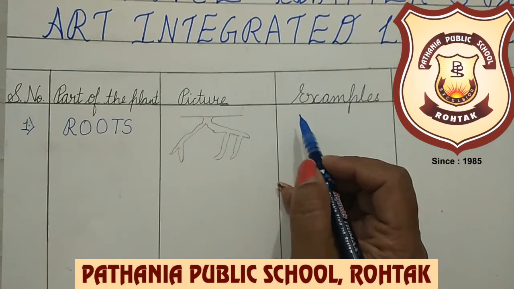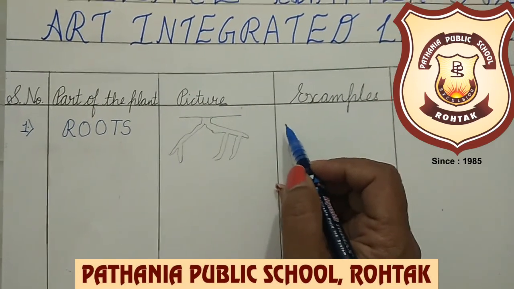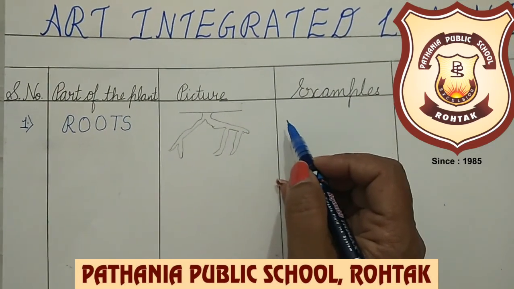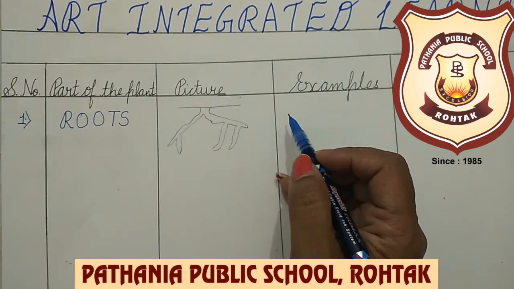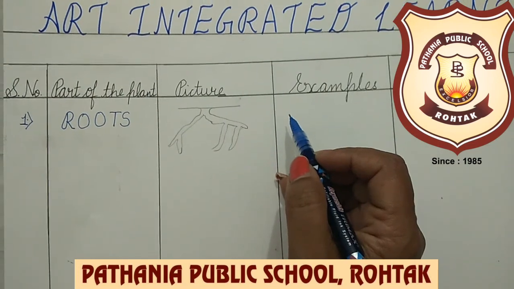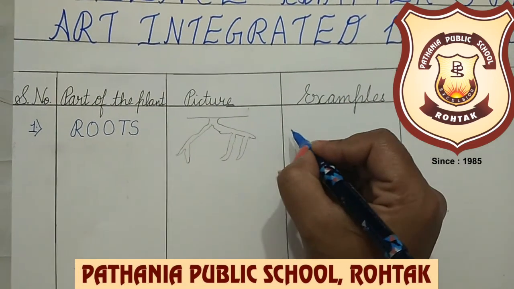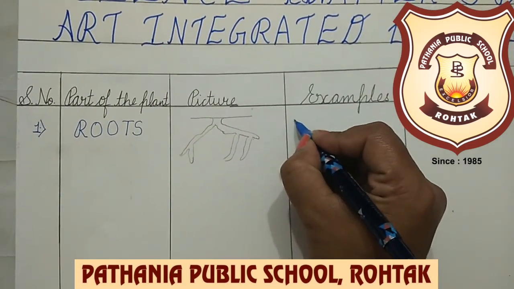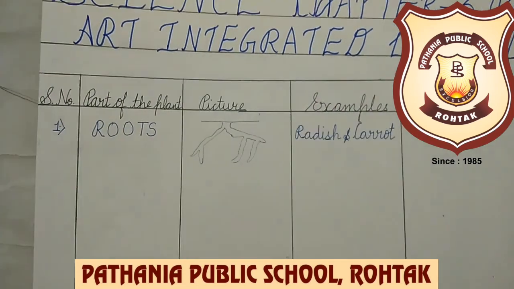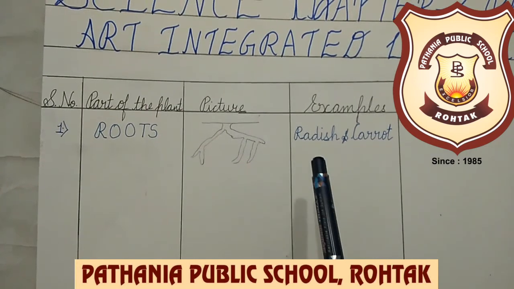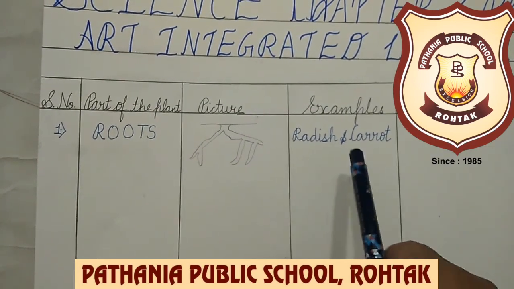Now tell me, what are the examples of roots that we eat? Roots that we eat. Tell me the examples. Yes, correct. The examples are radish and carrot. So we will write here. Yes beta, we have written here radish and carrot.